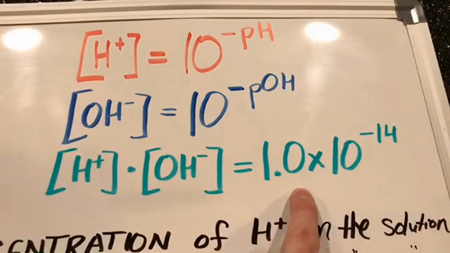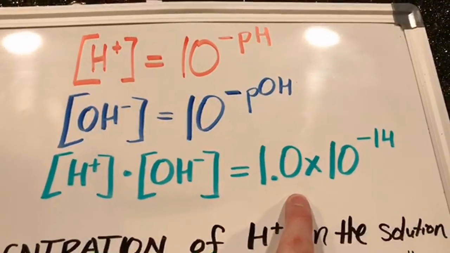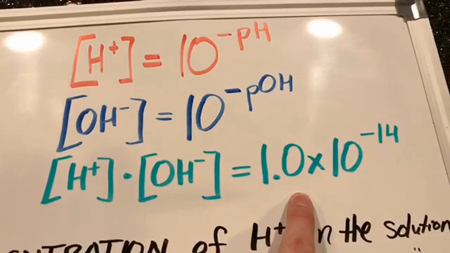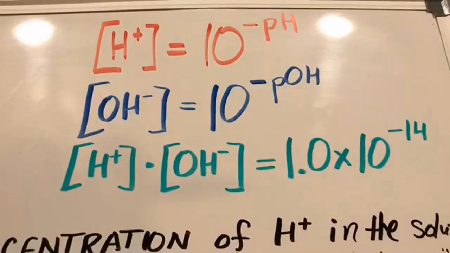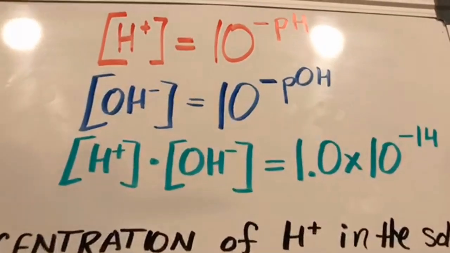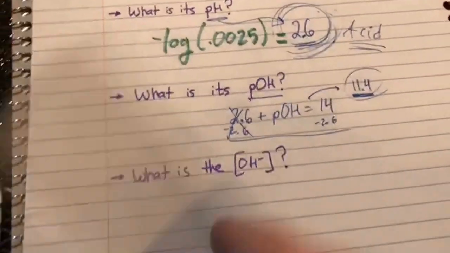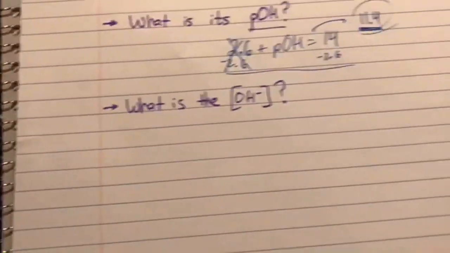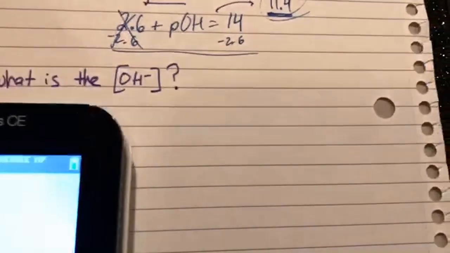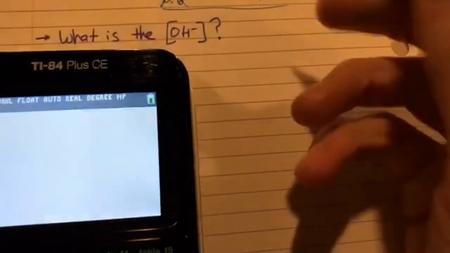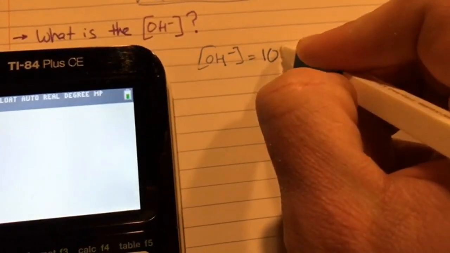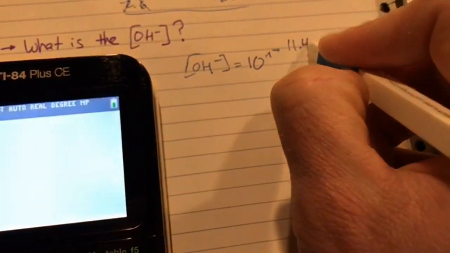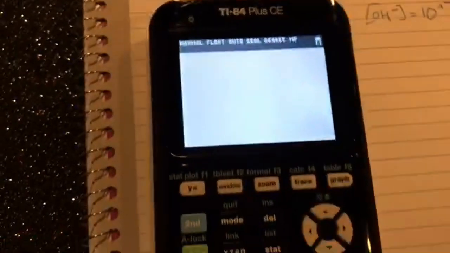I usually tend to do the one that is easier because I'm a human, and if I get the same answer both ways, I'm going to do the one that takes the least amount of effort, which for me is the blue equation there. So I'm going to take the number 10 and raise it to the negative pOH. Don't multiply it by negative pOH. You'll get a crazy wrong answer. Again, your calculator only does what you tell it to do. Don't get mad at the calculator. So what I want to do is write down OH minus equals 10 raised to the negative 11.4.